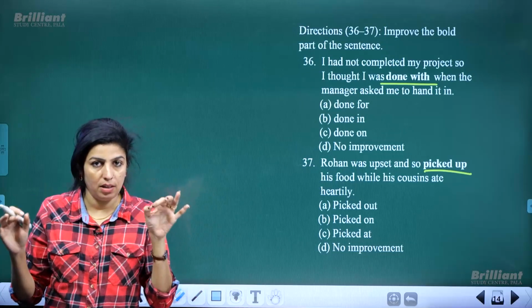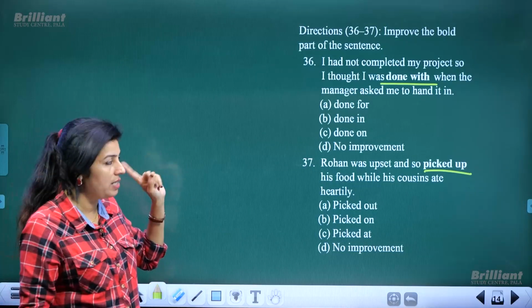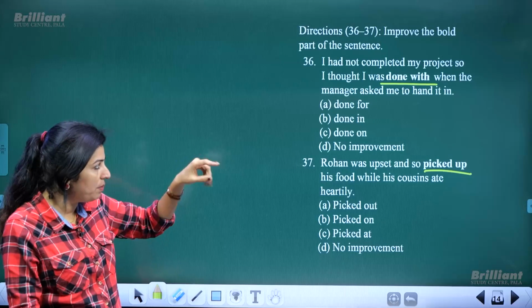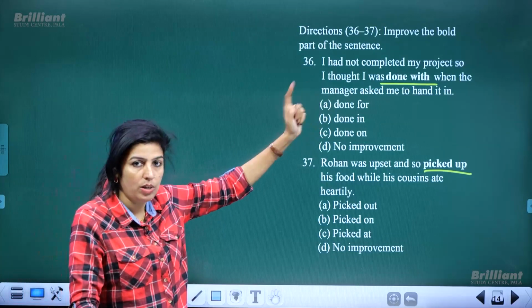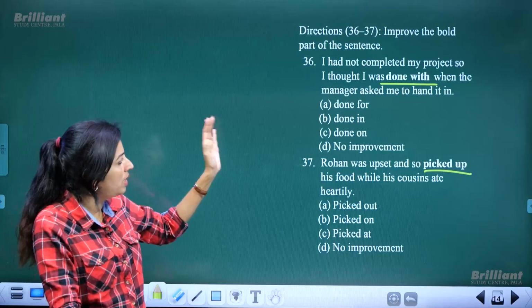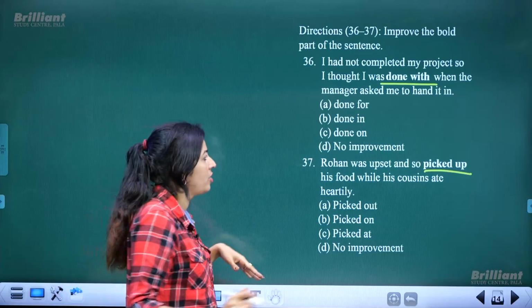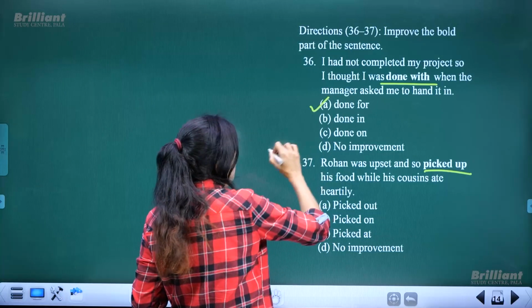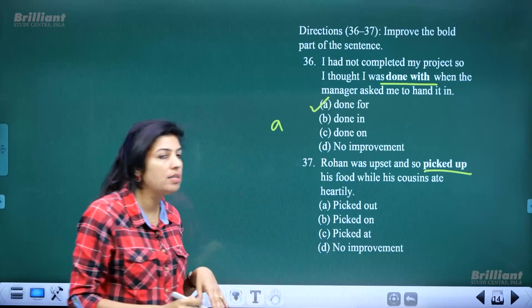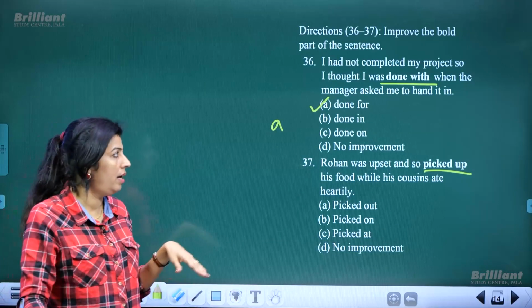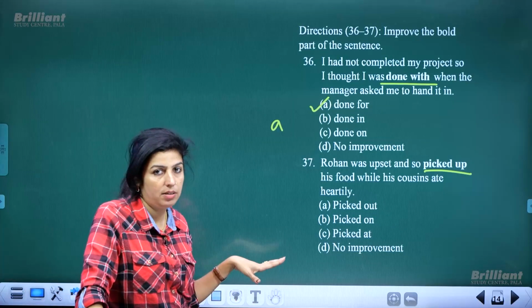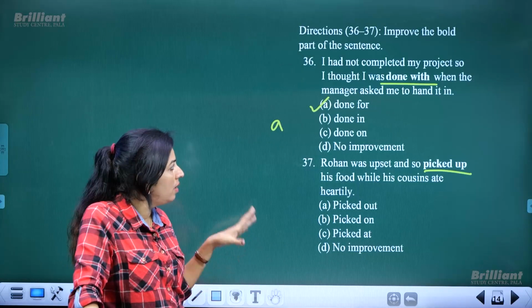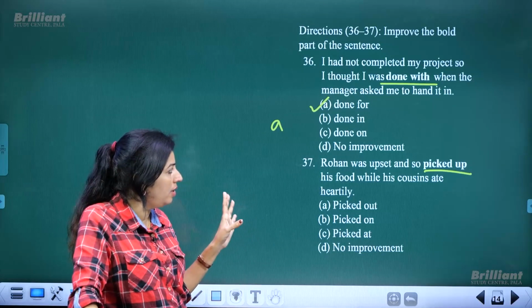To convey that particular message, which phrase must be used? "Done with" means to complete, so that is wrong. So how will you substitute it? Done for, done in, done on. Actually it is done for. Done for is the phrase which means it's finished, I'm in trouble. Not done in or done on.